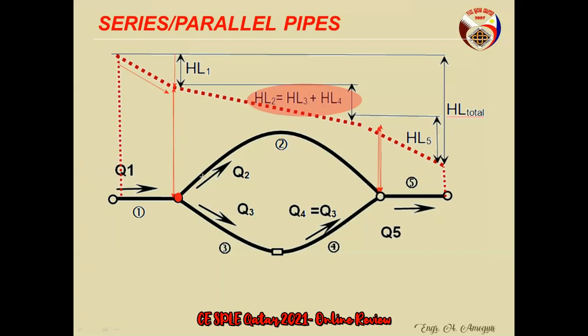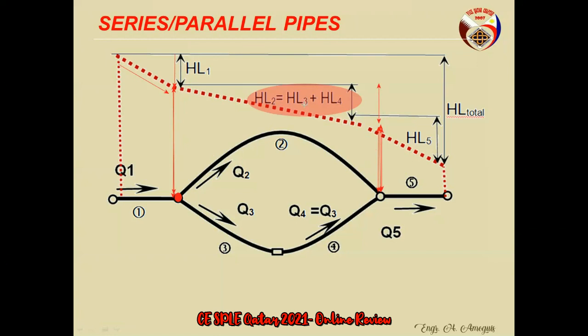Di ba ito yon? Ang head loss 2 is yung change nung energy level at the start nung 2, at the end nung 2. Tama. Therefore, the difference between that level is yan yung head loss 2. So, ito yung naka-highlight, head loss 2.